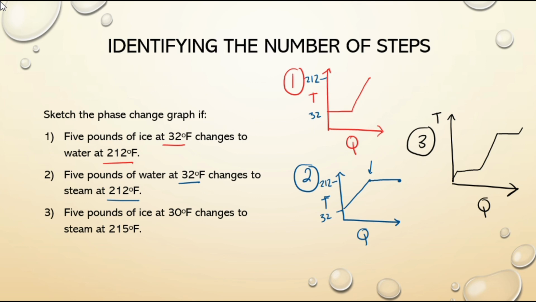But situations 1 and 2, you're only going to have 2 steps. Here you will use the formula LFM, and here you will use Cm delta T with the specific heat of water. Here you'll use Cm delta T and LVM. And in number 3, you're just going to use everything you got. So this one's definitely a tricky one, but if you got it, you are golden.